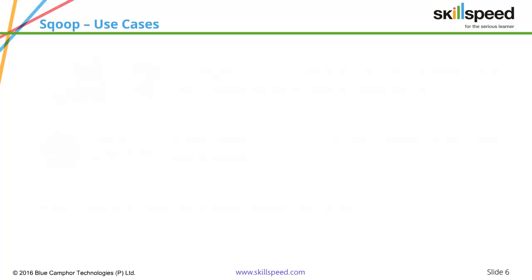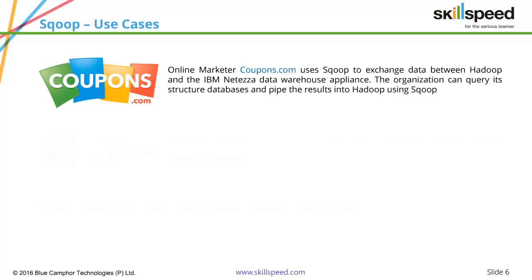So here we can have a quick look at some of the use cases of Sqoop. In fact, there are a lot of companies who effectively use Sqoop. One such example is the online coupon company called coupons.com. Now, coupons use Sqoop to exchange data between Hadoop and the IBM Netezza data warehousing application. Now, the organization use this tool to transfer data, and then they can query the structured data from their data warehouse, and they can even pipe the result into Hadoop using Sqoop.